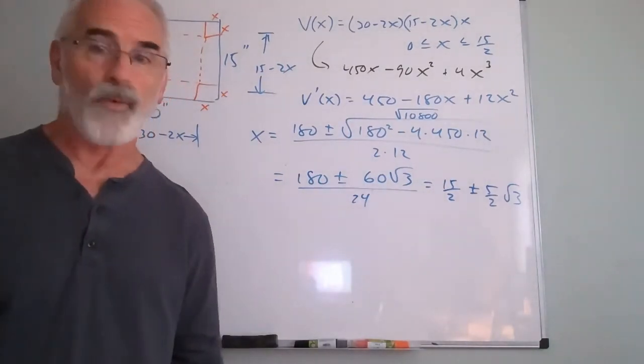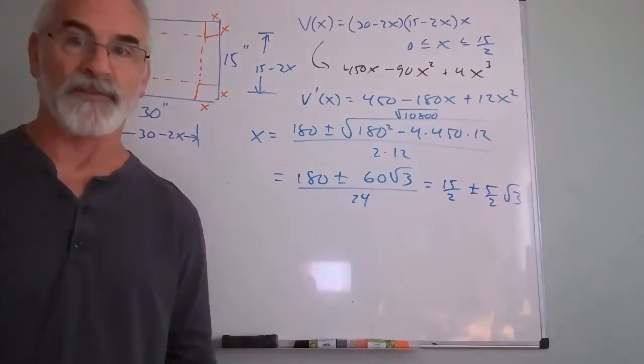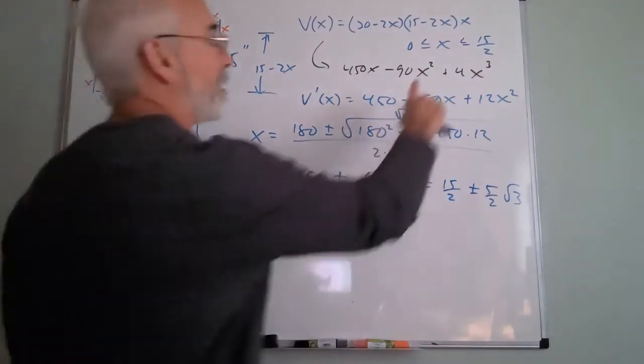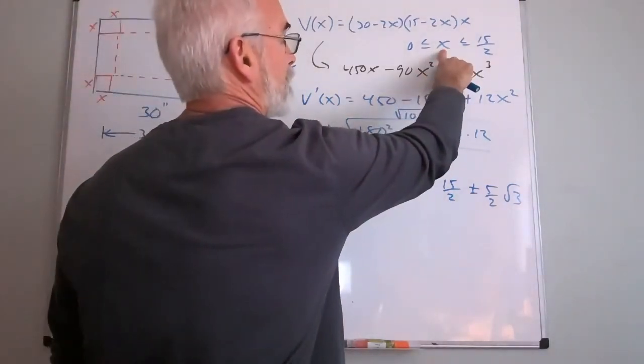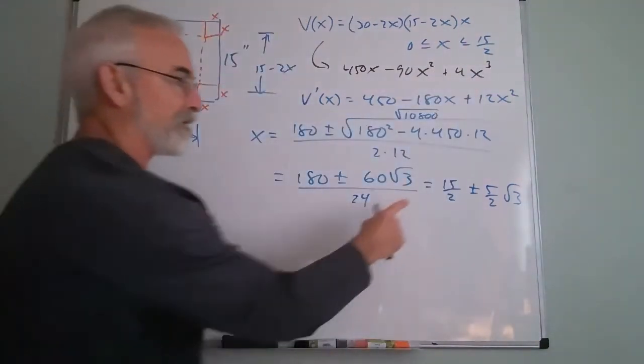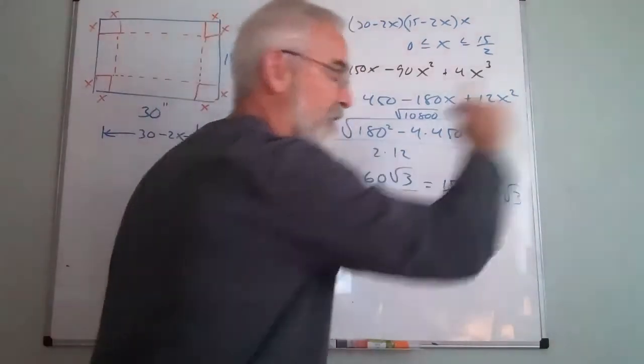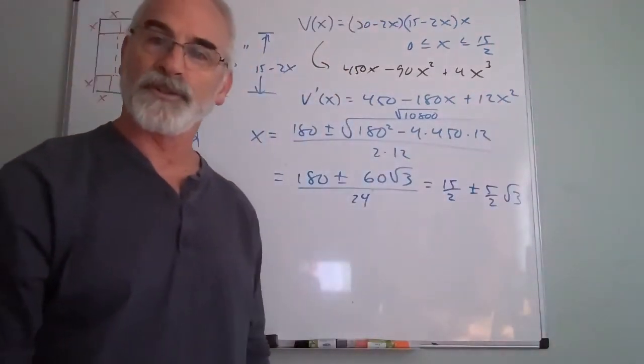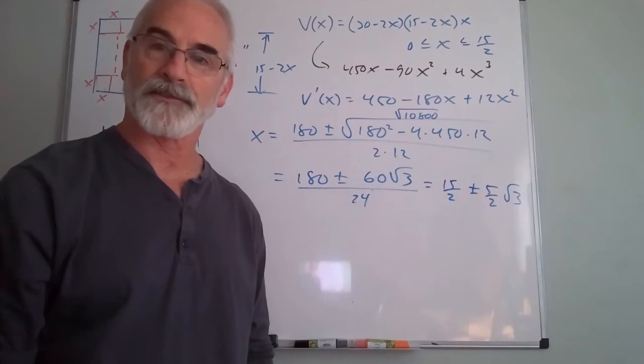Or is it pretty obvious that one of them can't be an answer? It should be obvious that one of them can't be an answer. Didn't we say x had to be between 0 and 15 halves? Our roots are 15 halves plus or minus. Which one should we throw out? The plus or the minus?